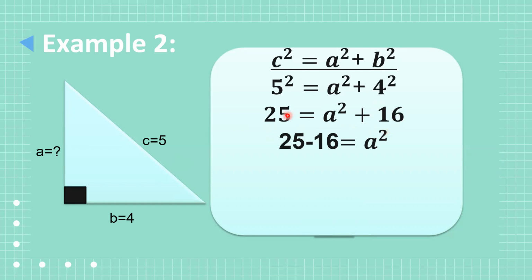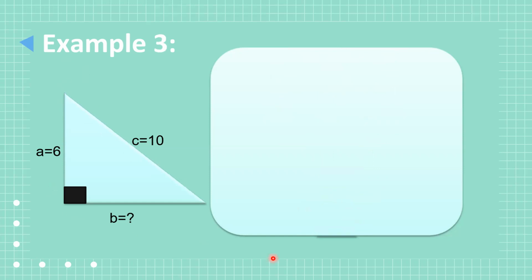Let's transpose 16 to the other side, kaya siya naging 25 minus 16. So 25 minus 16 is equal to A squared. Let's simplify. 9 is equal to A squared. Let's get the square root of both sides. That would be the square root of 9 equals the square root of A squared. The square root of 9 is 3 and the square root of A squared is A. So A is equal to 3, or the length of the other leg is equal to 3. Let's proceed to example number 3.